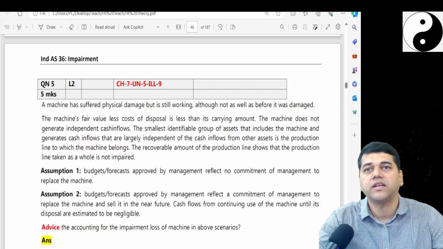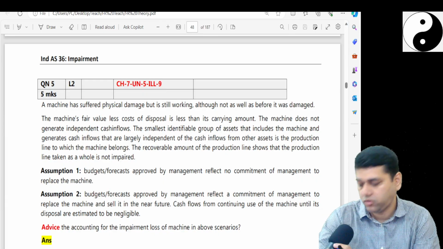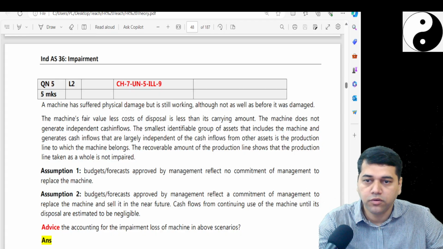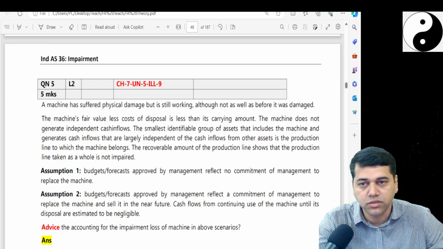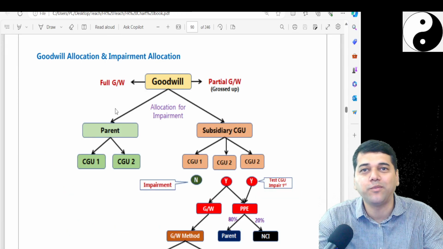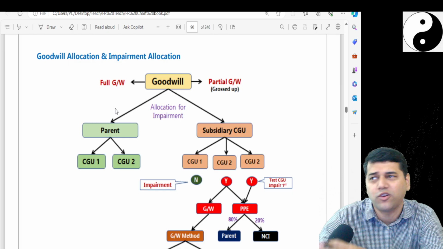So there were the last five theory questions, some theory questions pending in the impairment chapter. First we'll complete that, then we'll move to the next chapter. Before we complete, we'll start with the theory. I'd just like to discuss the goodwill allocation. The last problem we were solving was about that goodwill allocation, then gross up, this, that.